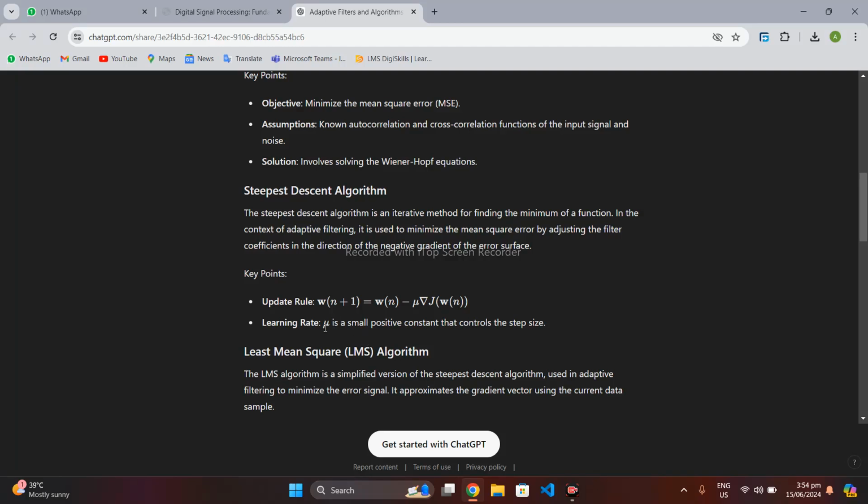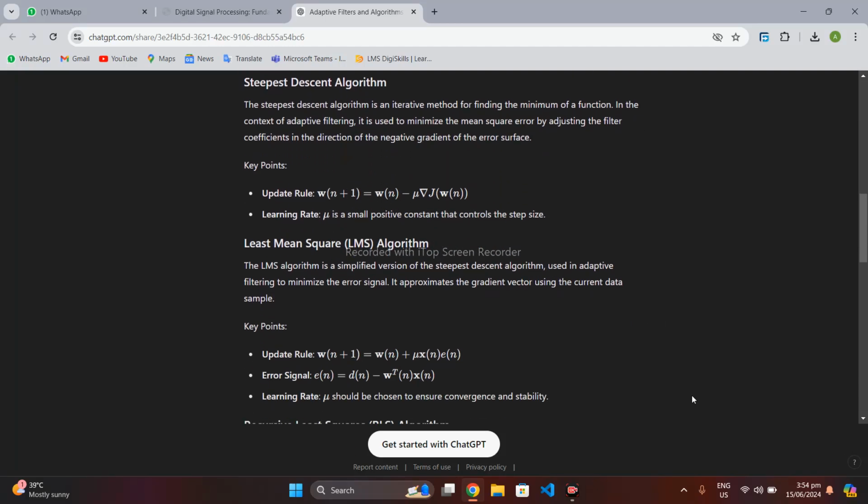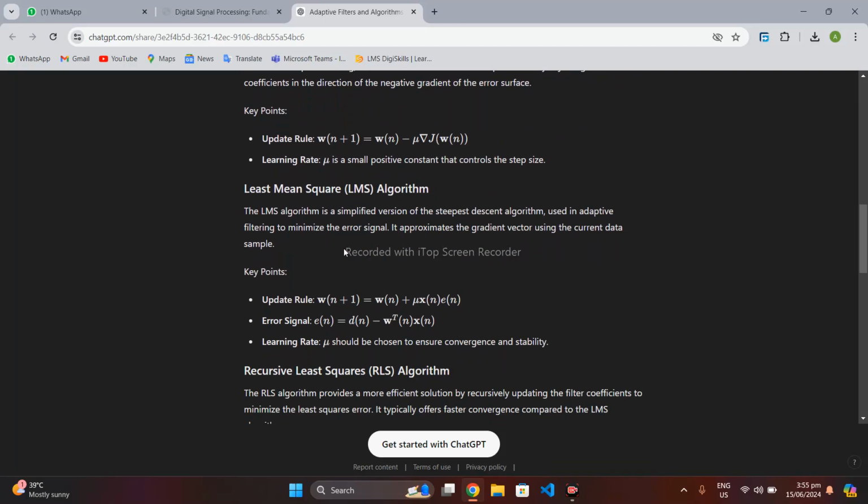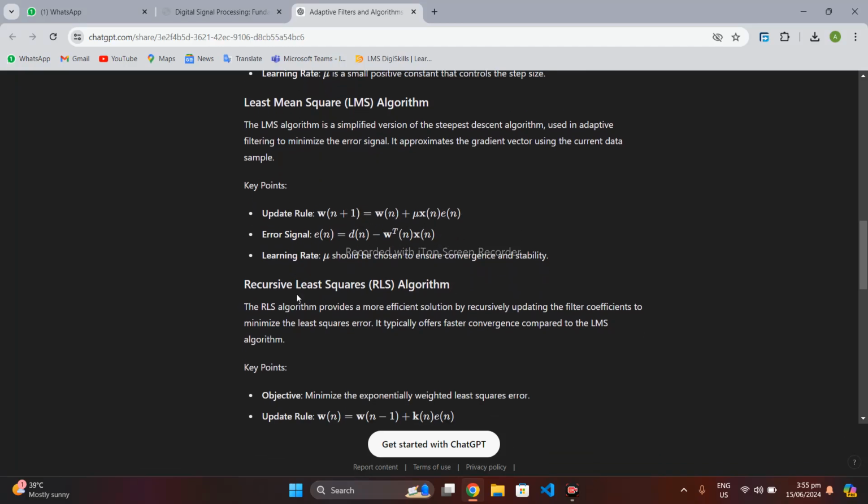The second one is the least mean square algorithm, meaning LMS. The LMS algorithm is a simplified version of the steepest descent algorithm used in adaptive filtering to minimize the error signal. It approximates the gradient vector using the current data sample. So here are some key points of the least mean square, LMS algorithm. Now we move toward the third algorithm.